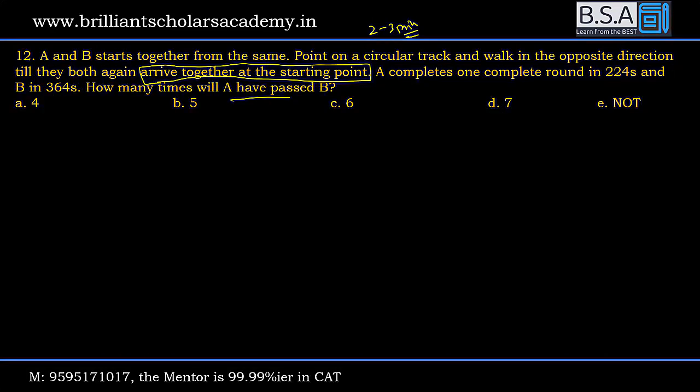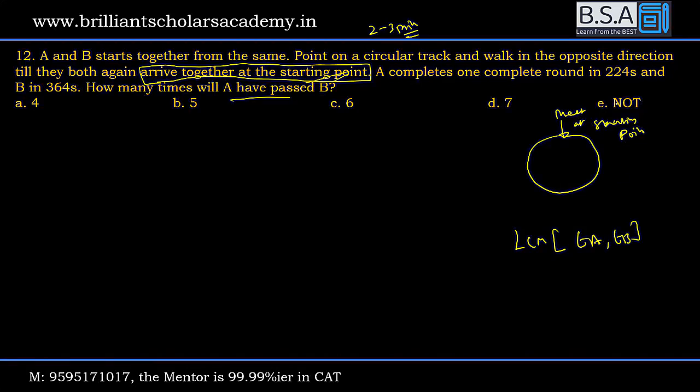You can solve this question in 3 to 4 steps if you apply common sense. Forget the direction of travel. For people to meet at the starting point, do you remember? If I want two people to meet at the starting point, I need to find the LCM of their individual times. It is given to you directly.